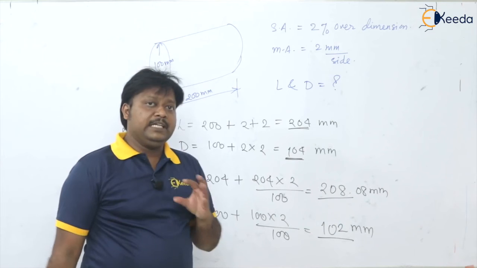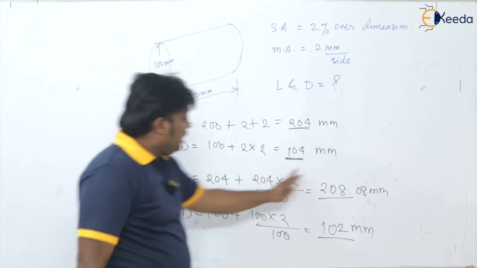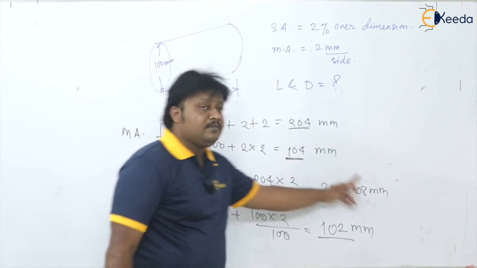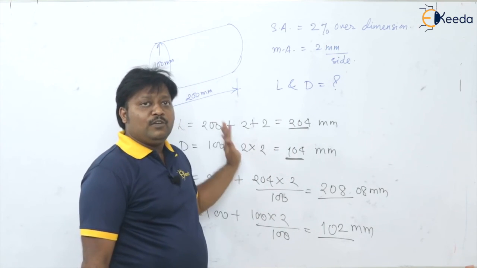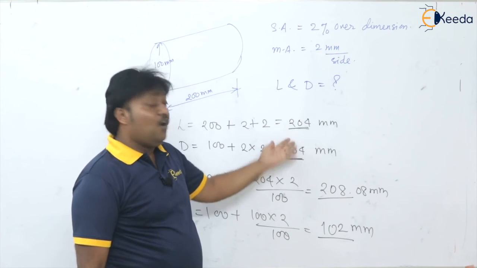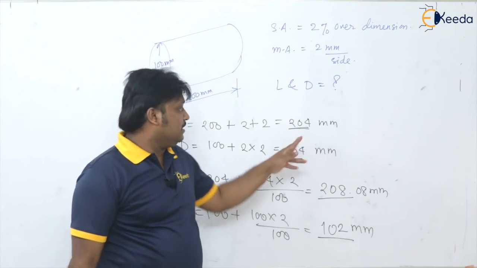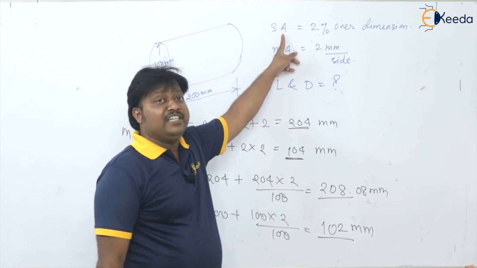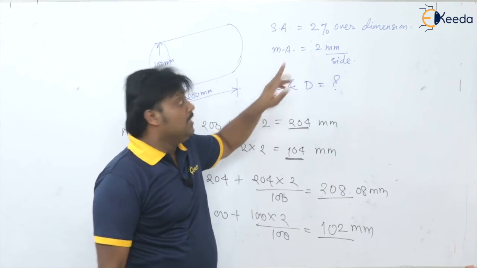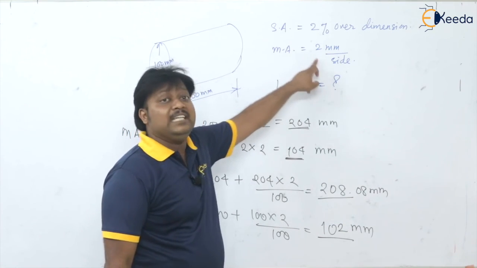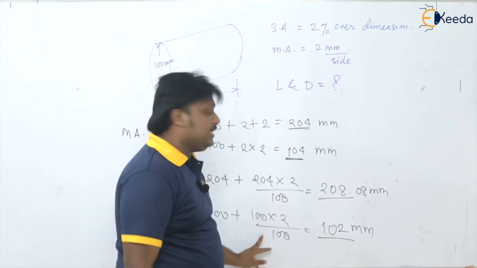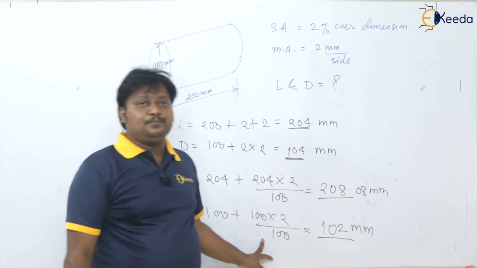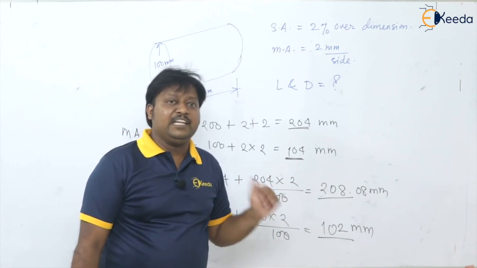So I hope you get the thing. This is our final dimension of the pattern. This is our final dimension. First we have provided the machining allowance. On that dimension we have provided the shrinkage allowance, because the reason is this machining allowance is also going to shrink. So on that dimension we have provided the shrinkage allowance. I hope it is clear. Thank you so much.